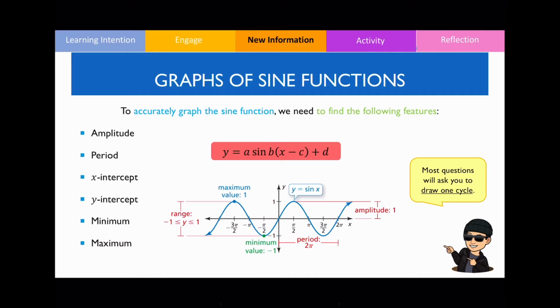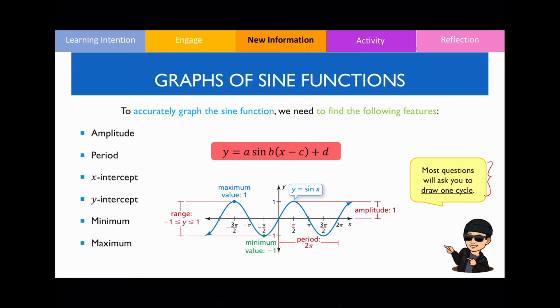Whenever you encounter questions that ask you to graph trigonometric functions, most of the questions will require you to actually draw one cycle. So in the image that I have down below, this is an example of a sine function, but in this particular image, they've actually shown multiple cycles, okay? And you really only need to show one cycle.